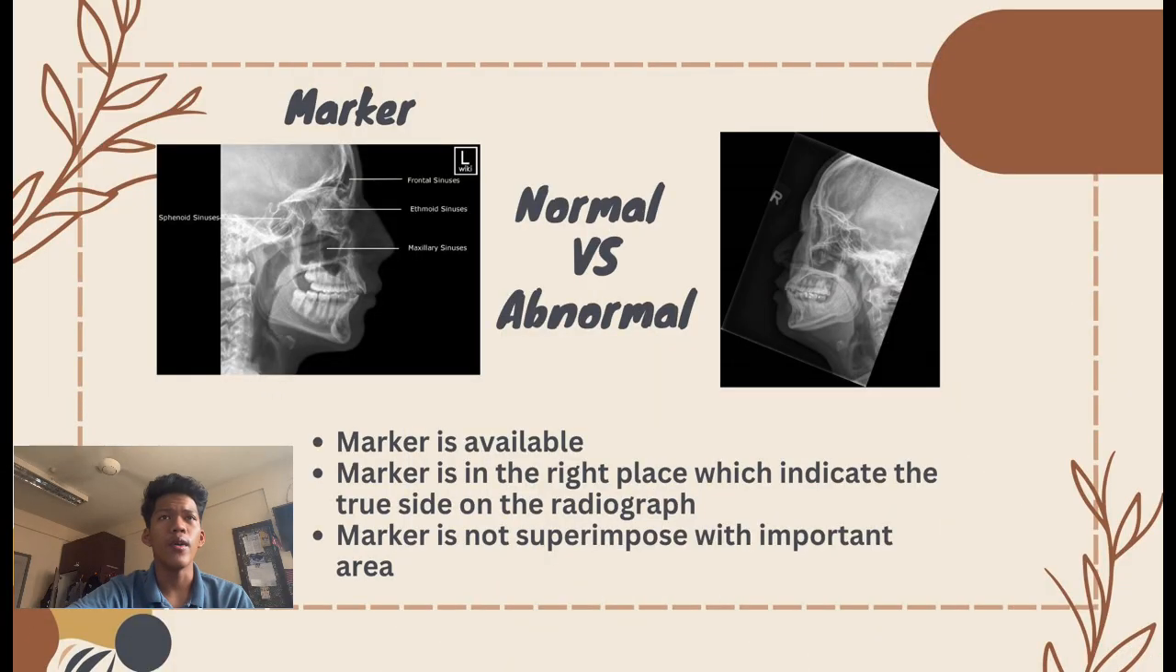Next we move to the marker. The marker for the normal and abnormal radiograph is the same. The marker is available, and it is in the right place, which indicates the true side on the radiograph. The marker is not on the false side, and it is not superimposed with important anatomy, meaning the marker is not in the region of interest.